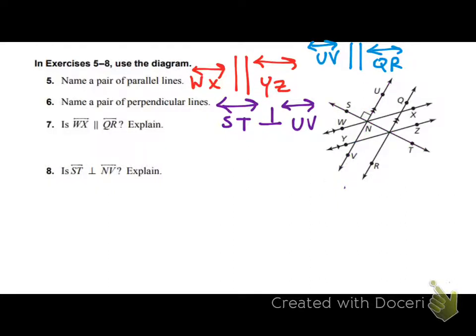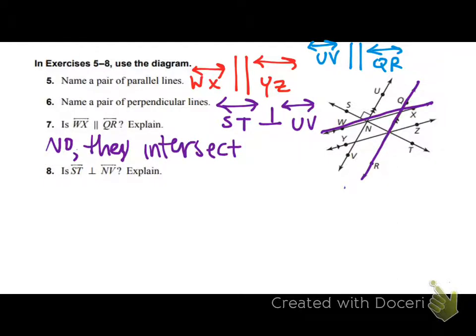All right, and then the last, it says, is WX parallel to QR? There's two answers to this. Are they parallel? No. Why aren't they parallel? There's two reasons. They intersect is the number one answer. And then what else? They don't have the little triangle. They don't have the same number of triangles. One of them has one triangle and the other line has two triangles. So they don't match up, and obviously they intersect. So it said no.